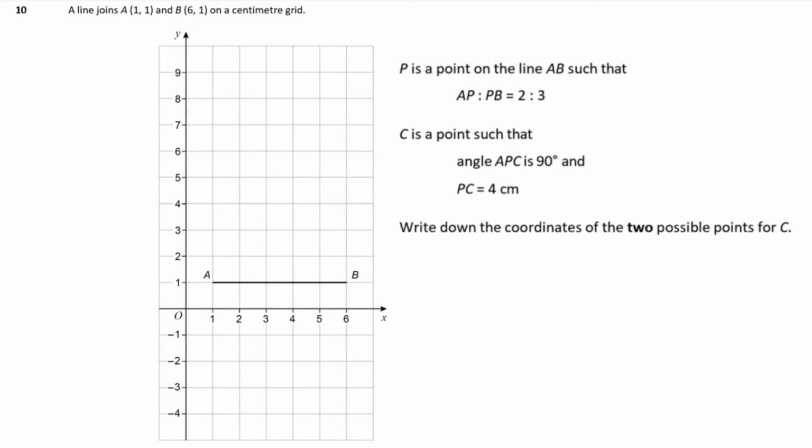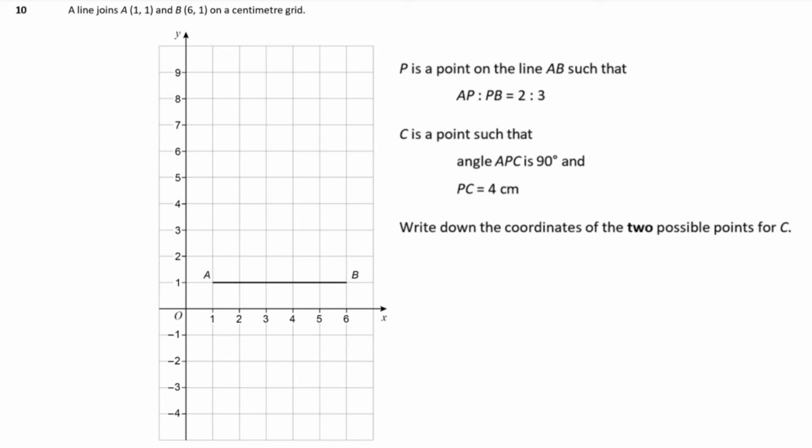Question 10. A line joins A, which is at (0, 11), and B, which is at (0, 61), on a centimetre grid. Okay, and I can see I've got my axes, I've got A and B marked on there. Now I'm told P is a point on the line AB such that AP to PB is in a ratio of 2 to 3, and C is a point such that angle APC is 90 and PC equals 4. Write down the coordinates of 2 possible points for C.